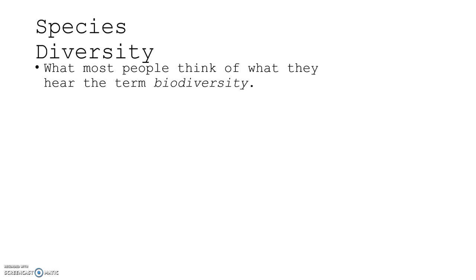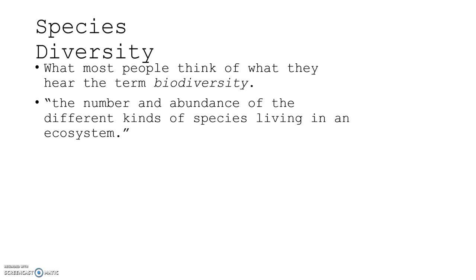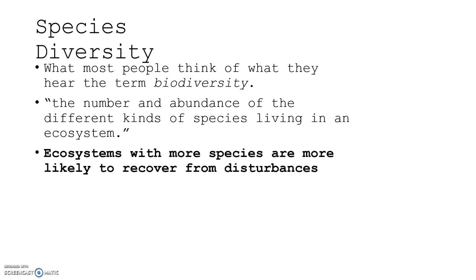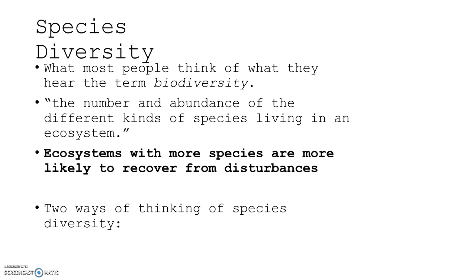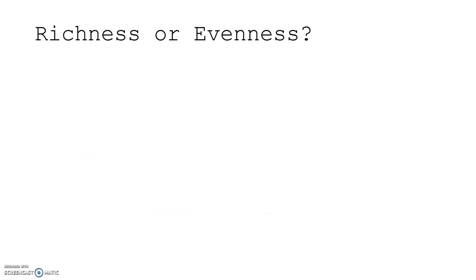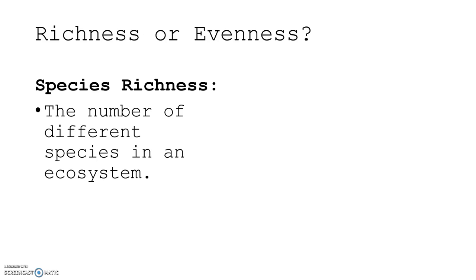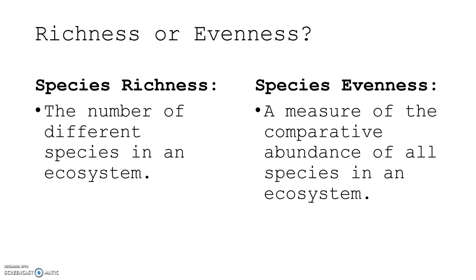When we talk about species diversity, this is what most people think of when they hear the term biodiversity. So people think of just species diversity, the number and abundance of the different kinds of species living in an ecosystem. Ecosystems with more species are more likely to recover from disturbances. If there are fewer species, it's harder for them to recover than if there are more species in that area. Two ways of thinking of species diversity are species evenness and species richness. So what's the difference? Richness is the number of different species in an ecosystem, whereas evenness is a measure of the comparative abundance of all the species in an ecosystem.